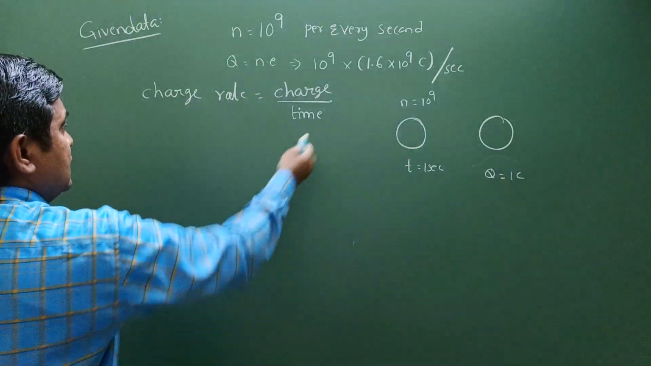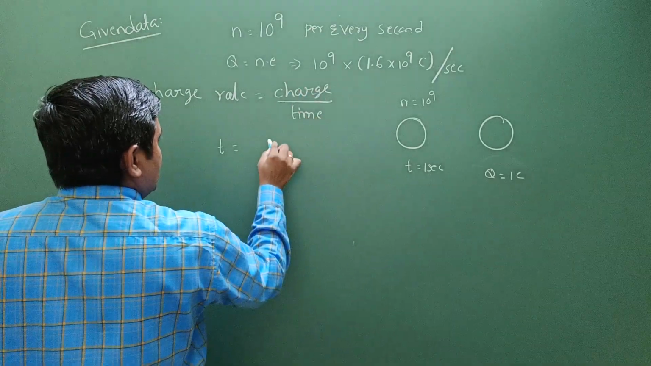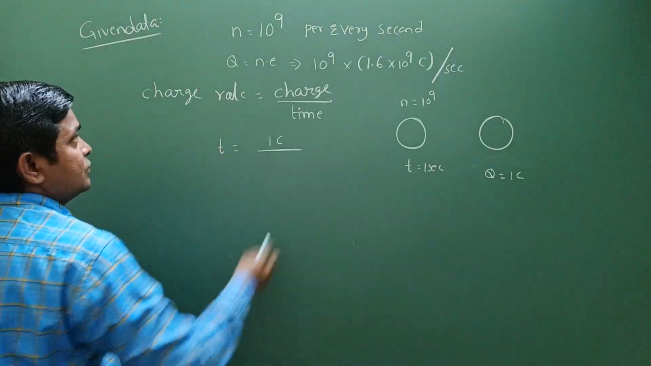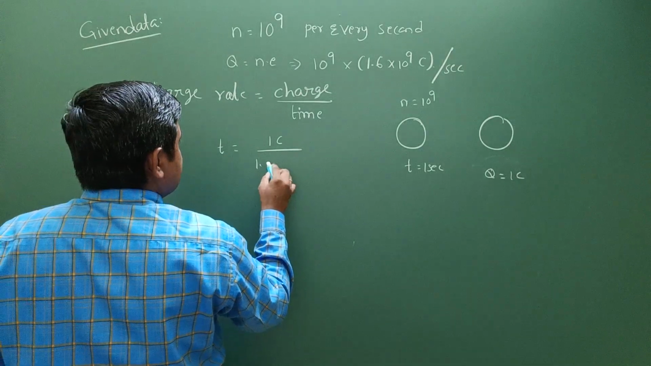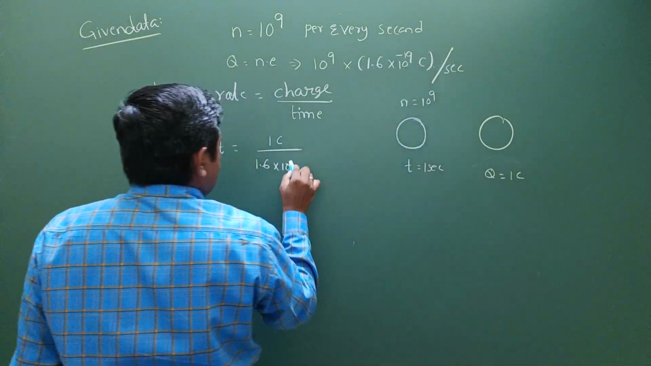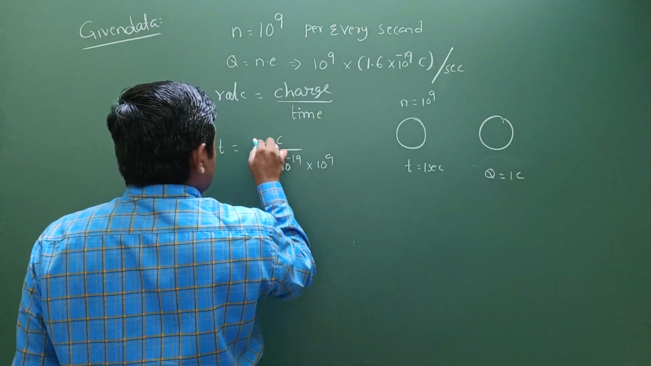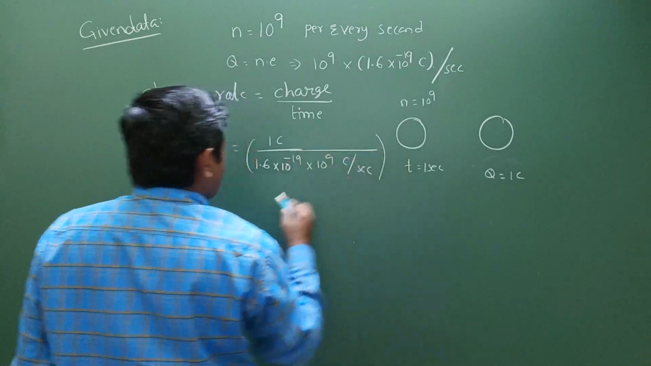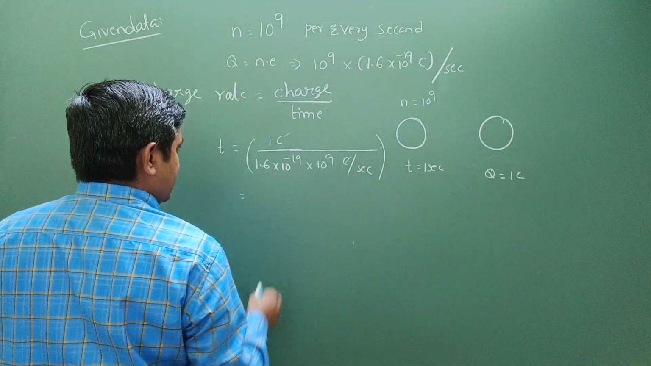Now simply I will write. What is the time required? Time equals charge divided by charge rate. How much charge should it become? 1 coulomb, divided by the charge rate. The charge rate is given here, right? 1.6 into 10 to the power of minus 19, into 10 to the power of 9 coulomb per second. Then how much will come? The coulomb gets cancelled, 1 by per second, and it becomes seconds.